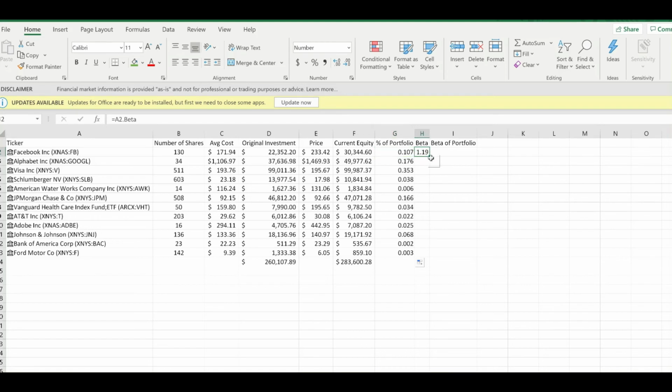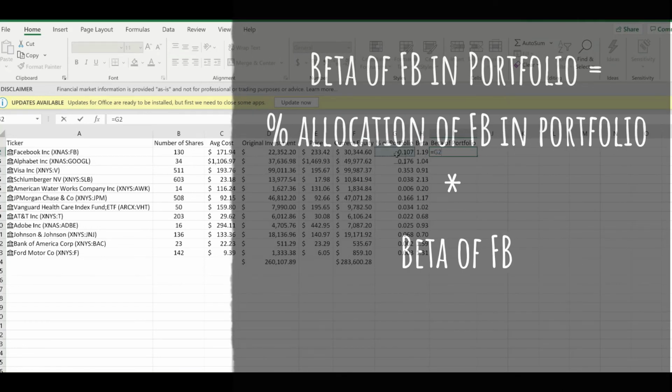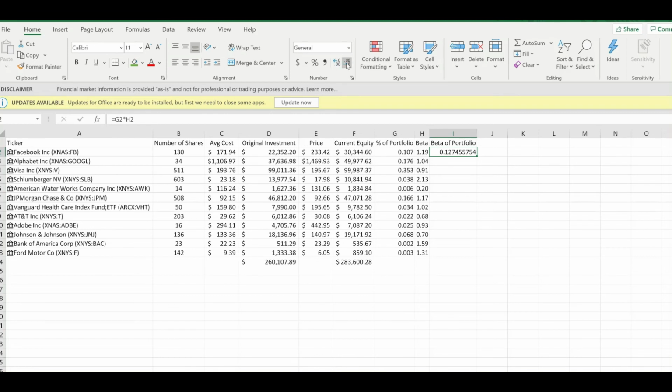Alright, so beta, you can do the same trick, and now the beta is pre-populated. Now to find the beta of the portfolio, it's pretty simple. Put the equal sign, percentage of portfolio times the beta of the individual stock, and we don't need this many decimal places. Let's put 4 decimal places. So the beta of Facebook in my portfolio is 0.12.